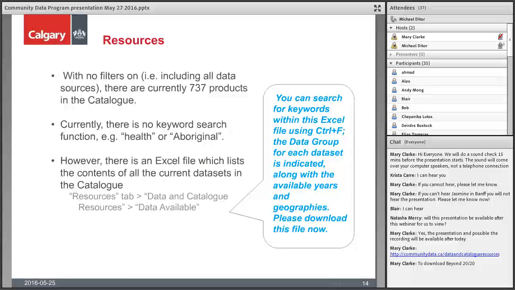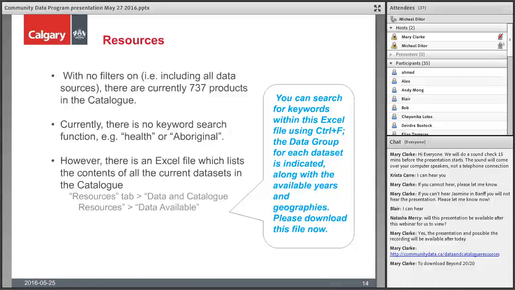With no filters on, I made these slides a few days ago, so it's possible something has changed, but with no filters on, the other day there were 737 products in the catalog. So each of these is a table that you can view, and sometimes it has multiple different files associated with it for different geographic families, but there's 737 different products total in the catalog.